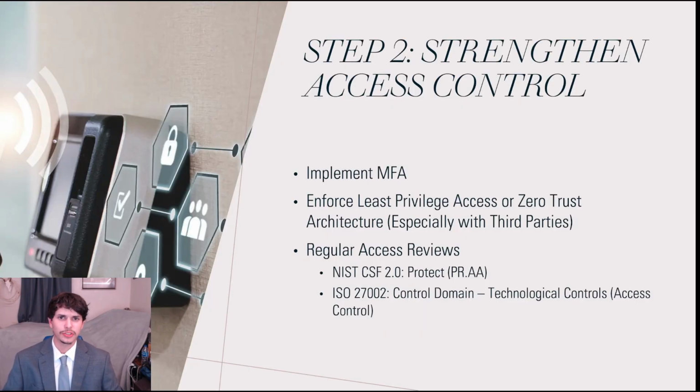For step 2, we want to strengthen our access control. This is implementing MFA, enforcing least privilege, or having a zero trust architecture, especially with third party vendors, and then regular access reviews. This focuses on the NIST Protect area, and in the control domain for 27002, this is the access control section.